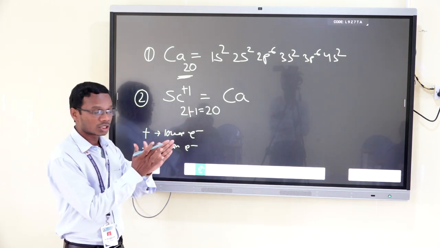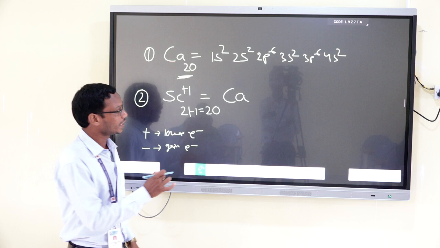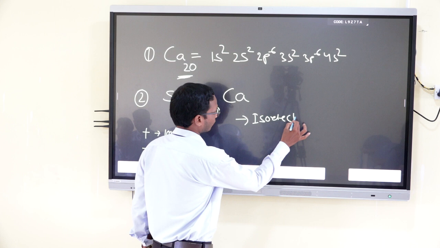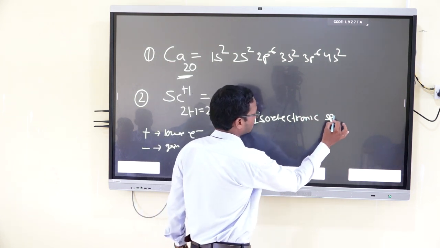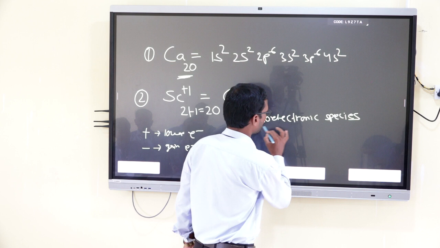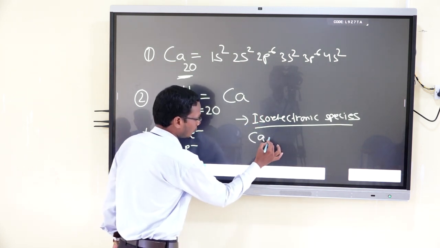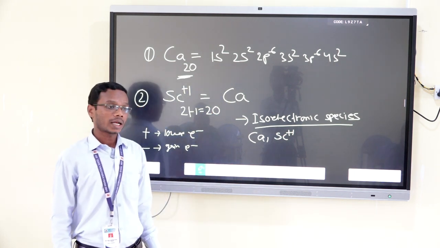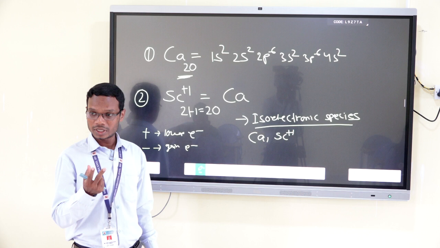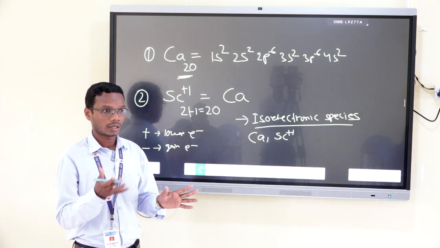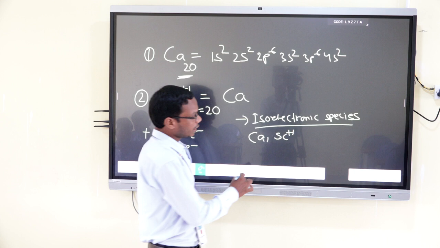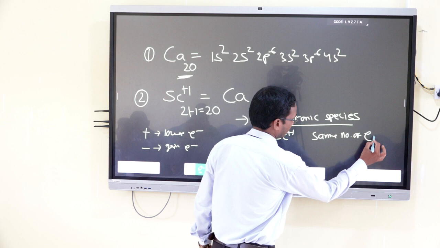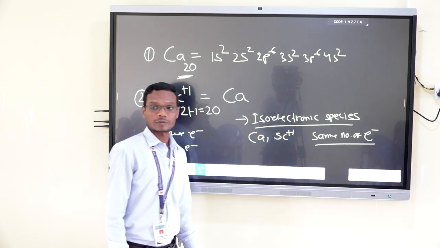When two species have the same number of electrons, these are called isoelectronic species. That is calcium and scandium plus 1. These are isoelectronic species. What are isoelectronic species? Two atoms or elements or species or ions. It may be atom, it may be ion, which have the same number of electrons. That is isoelectronic species. Okay.